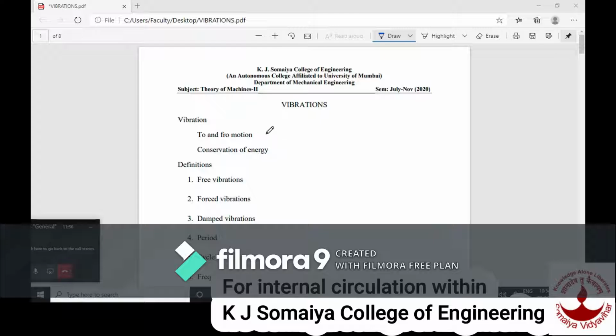So basically, when there will be no friction or resistance, it will vibrate for an indefinite amount of time. Now vibrations are actually nothing but converting energy from one form to another form.